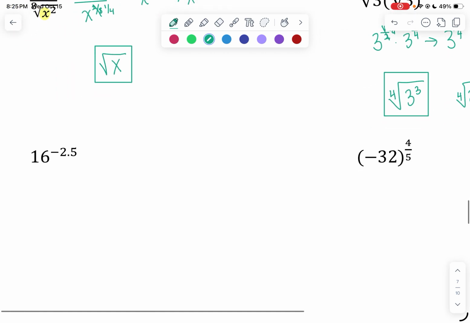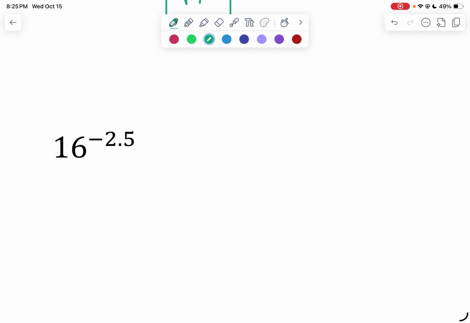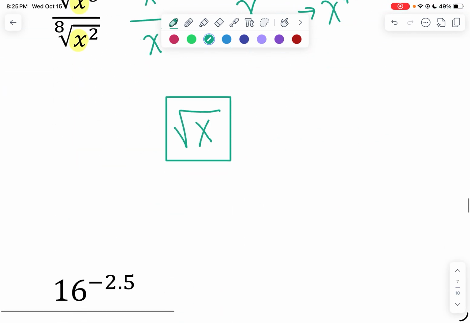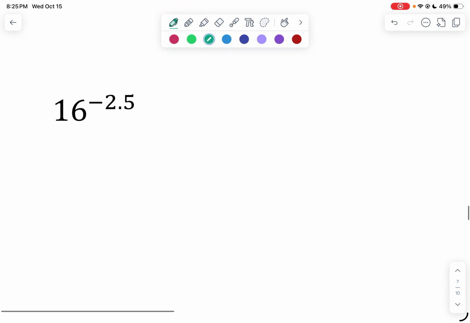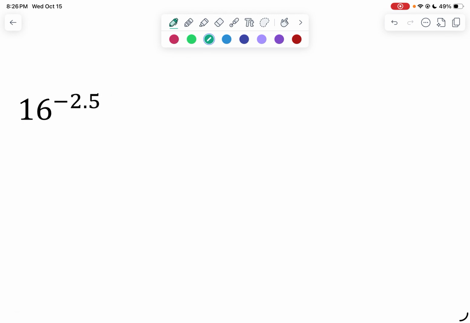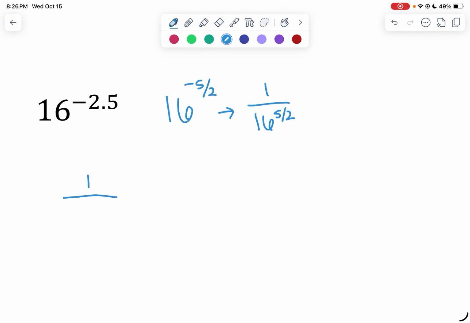Now, over here, I just have 16 to the negative 2.5. So it's in rational form already, okay? I don't have multiple things, so I'm not going to follow this rule up here. Same base, rational form. It's already in rational form, okay? So negative 2.5 is negative 5/2. So really this is just 16 to the negative 5/2, which remember would be 1 over 16 to the positive 5/2. That flips over to the denominator. And then the half is just a square root. So that's going to be 1 over the square root of 16 to the 5th power.